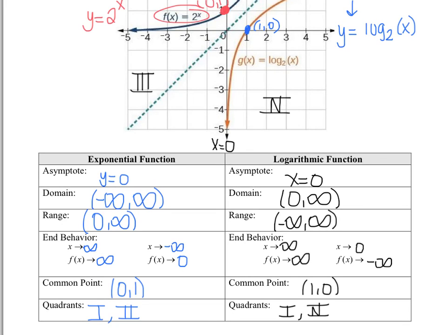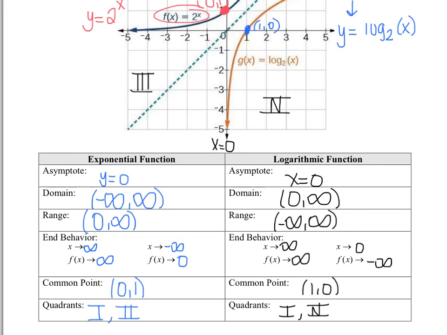All right, let's analyze what just happened here. Do you notice that the common point, 0 and 1, in an exponential, for the logarithmic, it's 1, 0. So how do I get that? Switch the x and the y. Look at the domain and range. Domain is x values, range is y values. So the range, which is y, became the x for my domain here, and the x for the domain became the range for here.